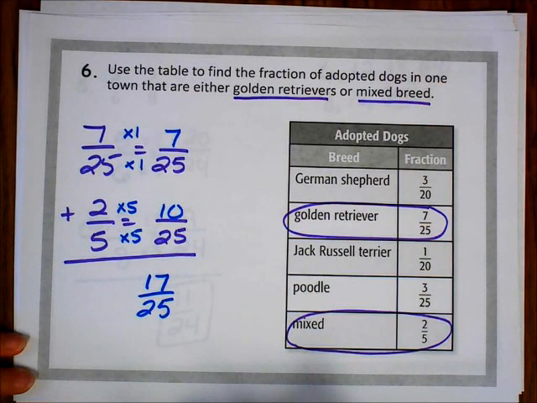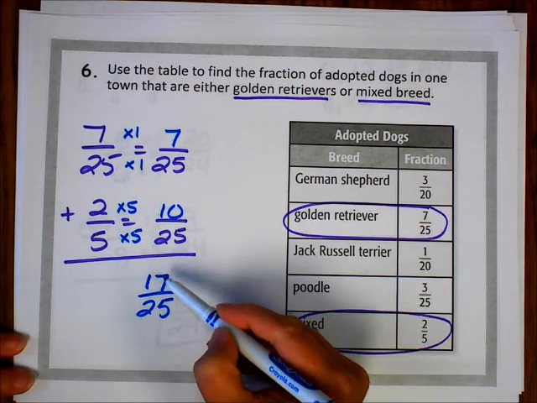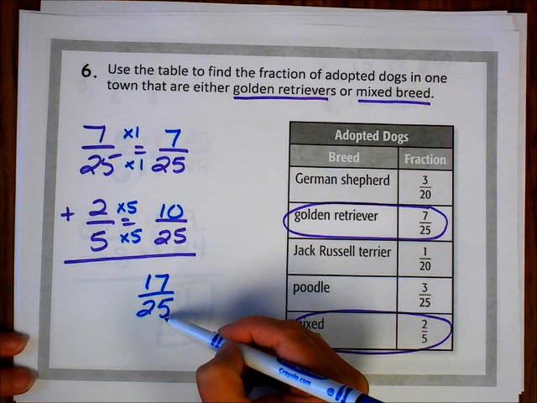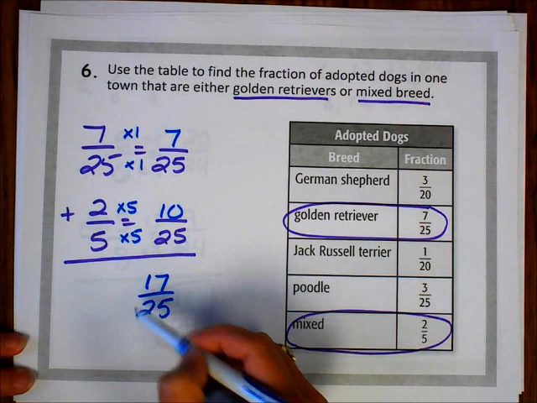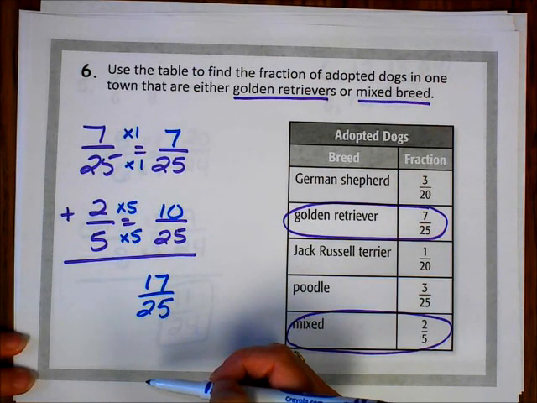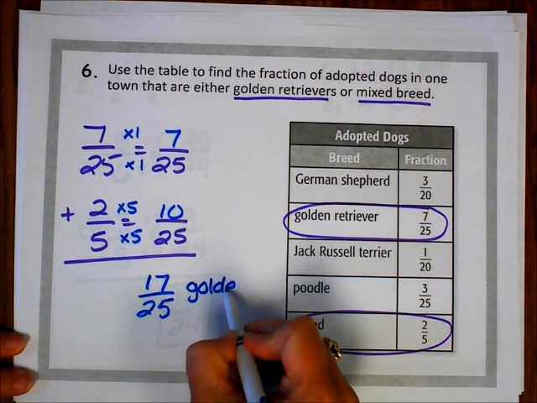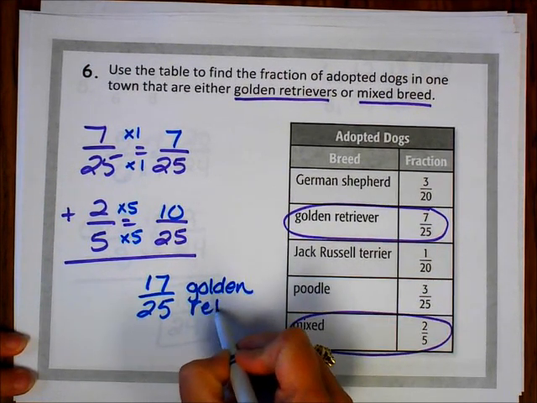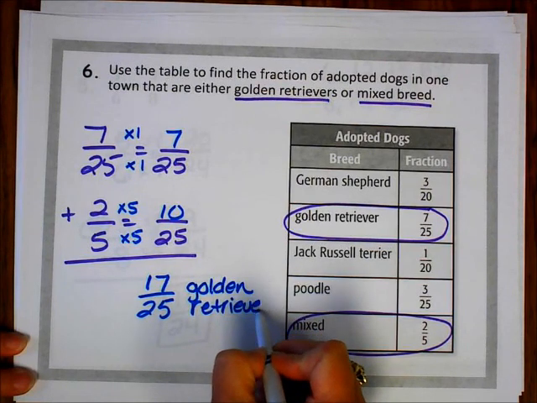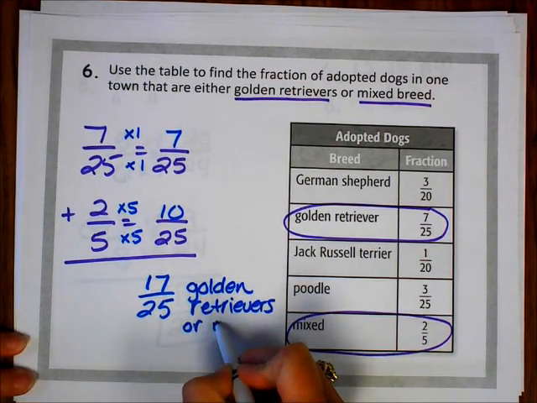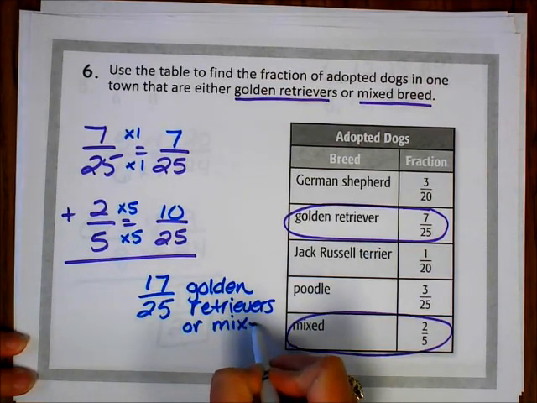Now I need to see if I can simplify. Well, we know that 17 is prime, and 17 will not divide evenly into the denominator of 25, so I know my answer is in simplest form. Now this one is a word problem, so don't forget to label. So 17/25 of the dogs were golden retrievers or a mixed breed.